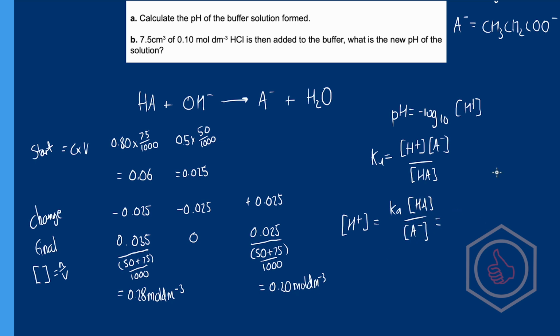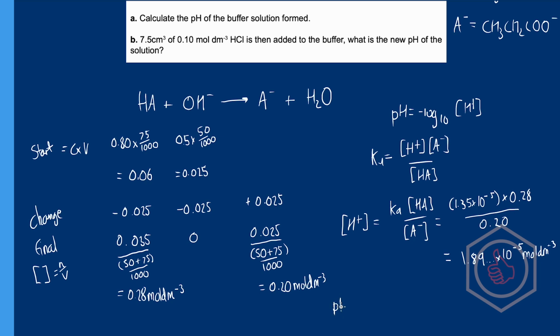So to find the concentration of H+, we just need to substitute our values. The Ka, we are told in the question, is 1.35 times 10 to the minus 5. The concentration of HA we've just calculated to be 0.28 mole per decimeter cubed, and we're going to divide this by the concentration of A-, which we've just calculated to be 0.20 mole per decimeter cubed, giving us a final concentration of H+ ions of 1.89 times 10 to the minus 5 mole per decimeter cubed.